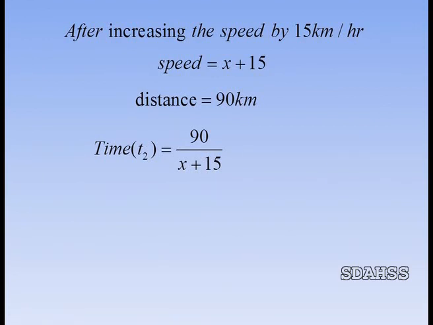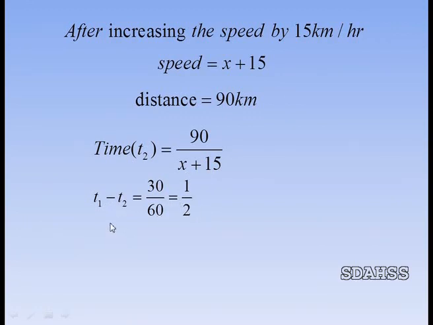Then the statement says that had the speed been 15 km per hour more, it would have taken 30 minutes less for the journey. So this becomes T1 − T2, T1 − T2 equal to 30 minutes. 30 minutes means half an hour. So T1 − T2 = 1/2.